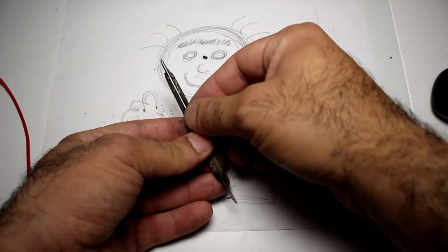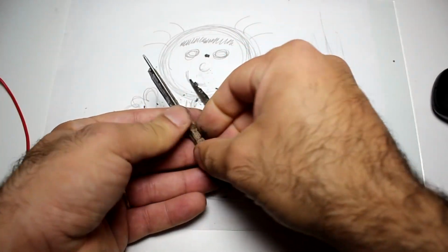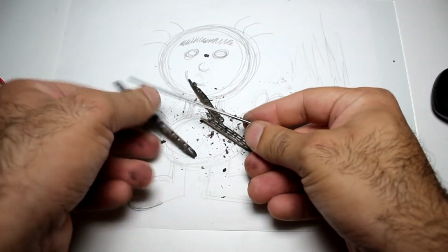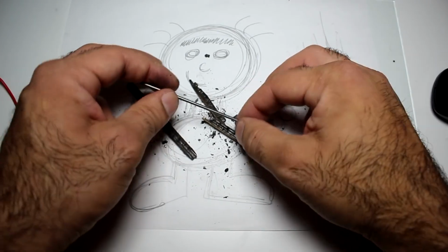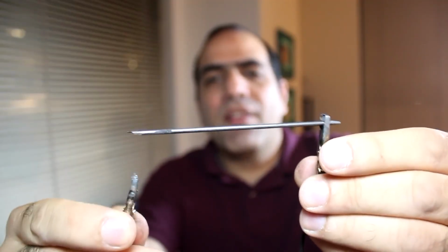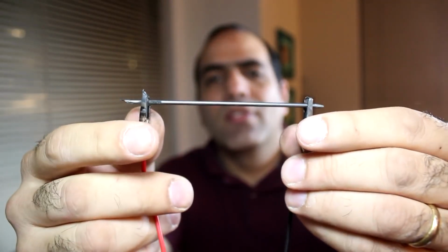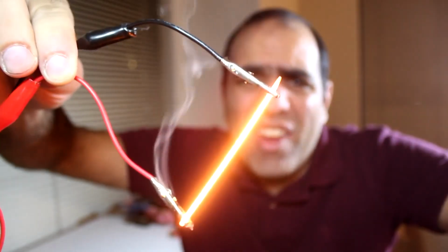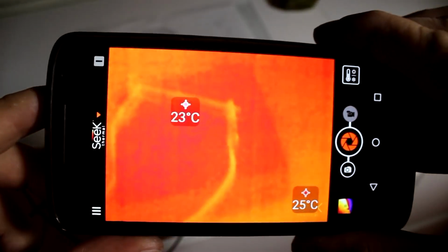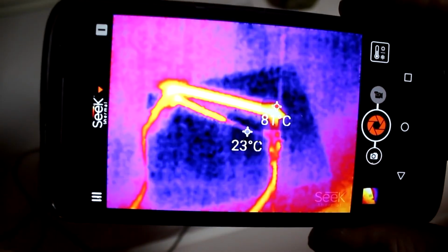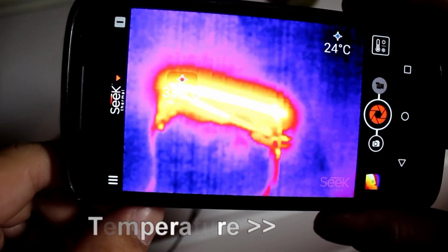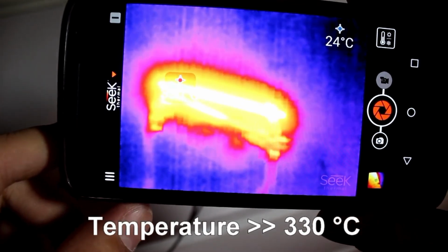Well, see, the graphite gets super hot and burns the wood around it, but it doesn't burn. That's why it's good for high temperature applications. Let's run 10 amps through this graphite and see how much it glows. Look at this. Let me see if I can measure its temperature using my thermal camera. Wow, look at that. Right away it goes above the 330 degrees maximum.